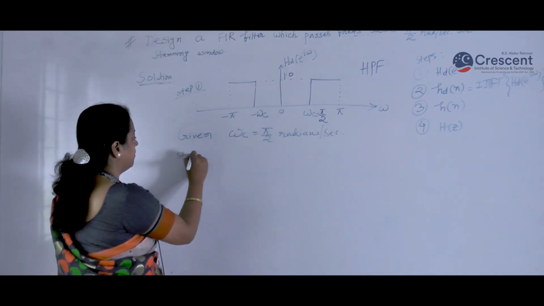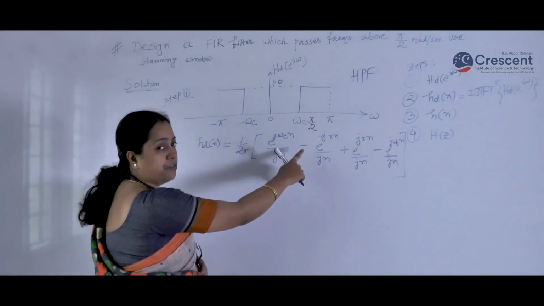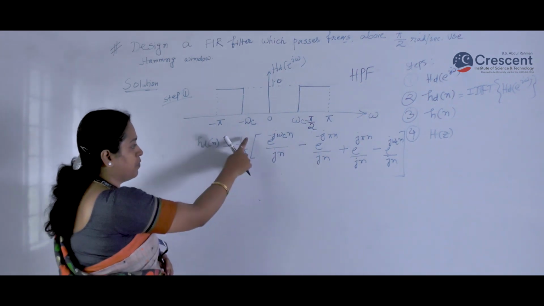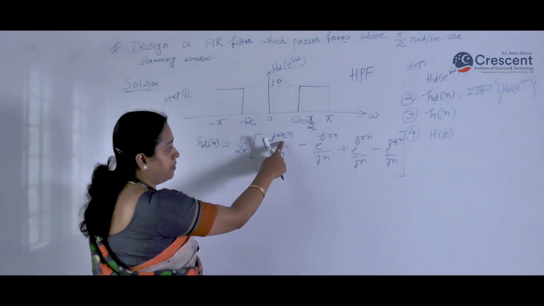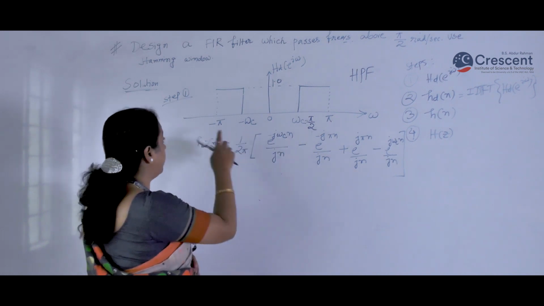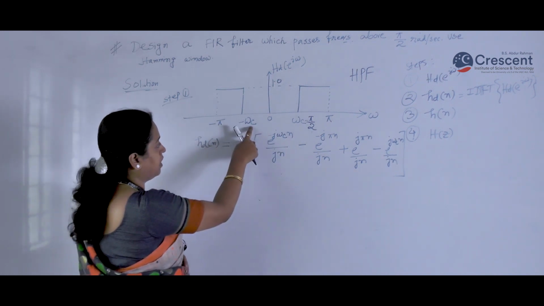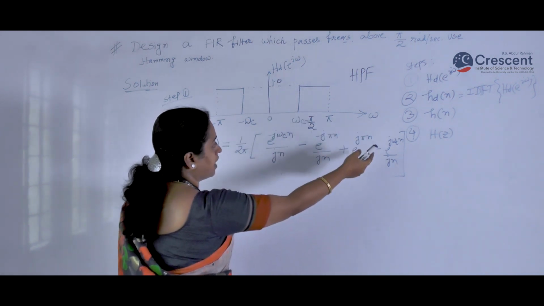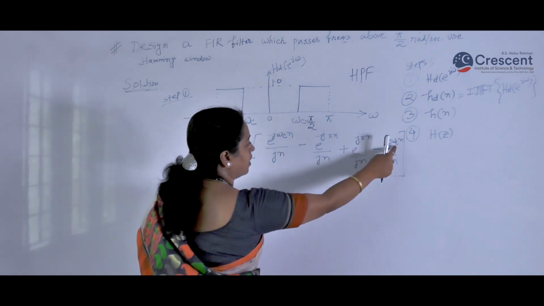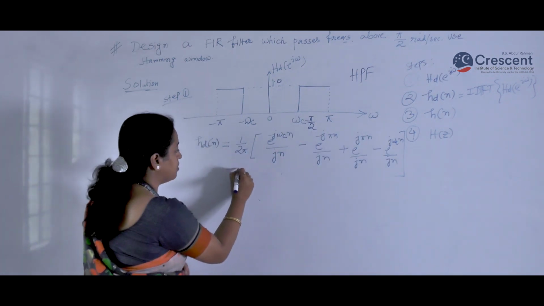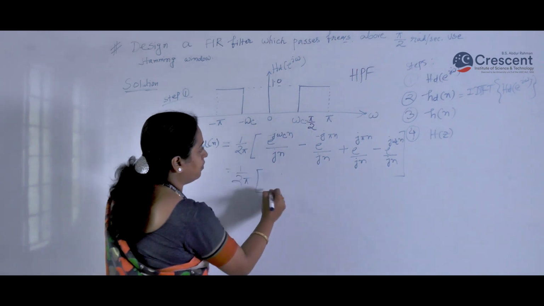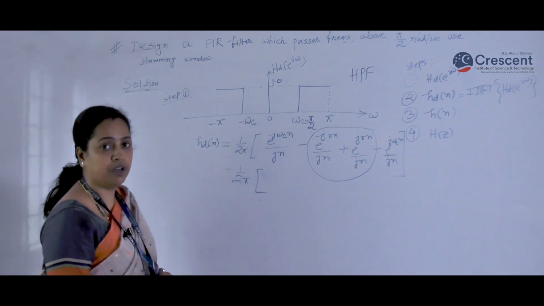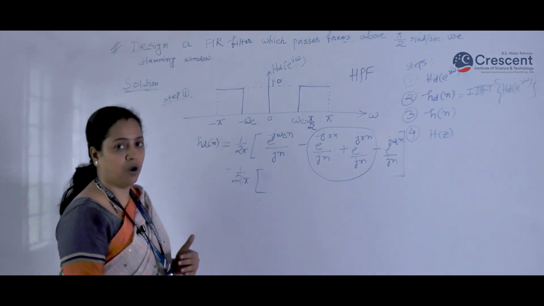Second step is, in the given equation if we substitute the upper and lower limit, we will be getting the expression of hd of n as 1 by 2 pi times the integral, where the first integration varies from minus pi to minus omega c. So here the upper limit is minus omega c and the lower limit is minus pi. For the second integration, the upper limit is pi and the lower limit is omega c. Now if we solve this, we can combine these two terms together and the remaining two terms together, so that we can write in terms of sine or cos formula.